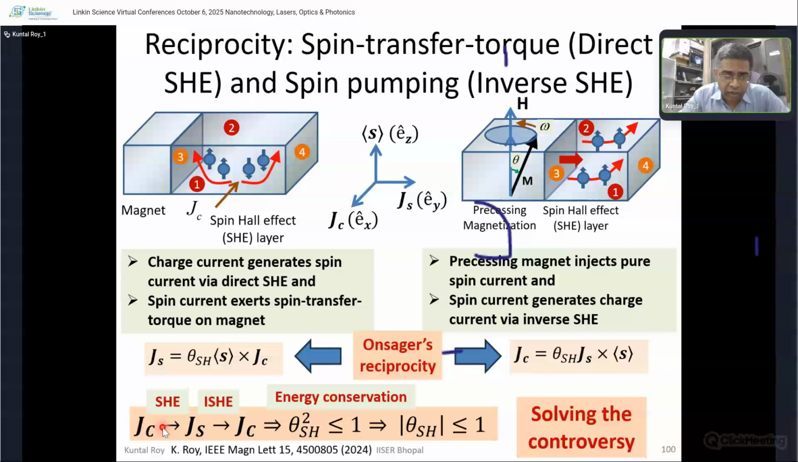If you have a charge current that you are converting to spin current, and then again converting it to charge current, it will pick up a theta_SH once, and here also theta_HS once. So it will give you theta_SH times theta_HS less than or equal to 1, and definitely less than. Theta_SH can also be negative; for example, platinum and tantalum have different directions, and there is physics behind this. So it resolved the controversy in the literature.